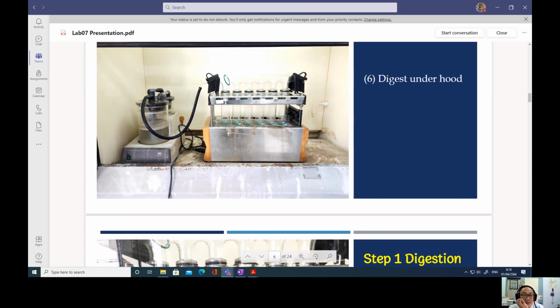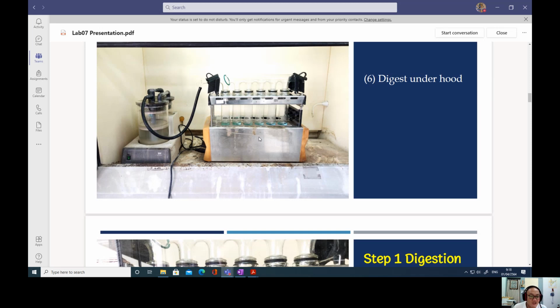Inside this box is the dry heater. The temperatures could move up to several hundred degrees Celsius, so it is very hot. That is why we have to be very careful.